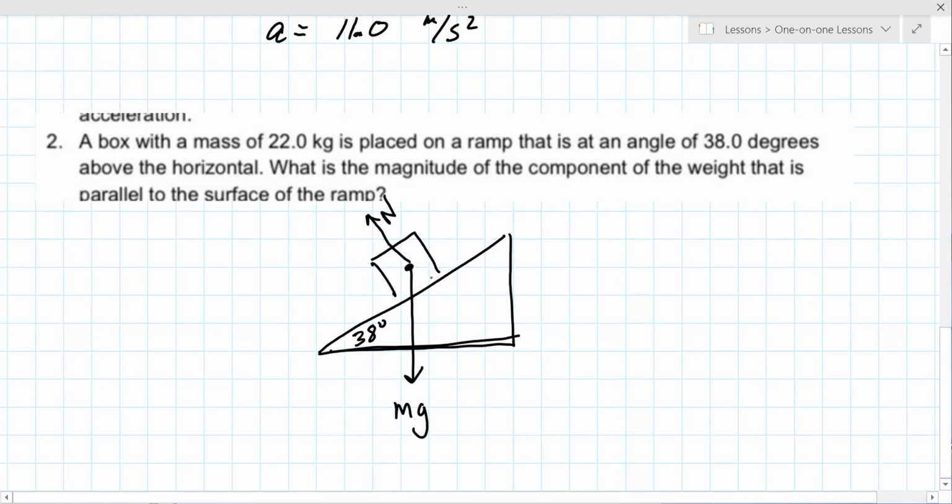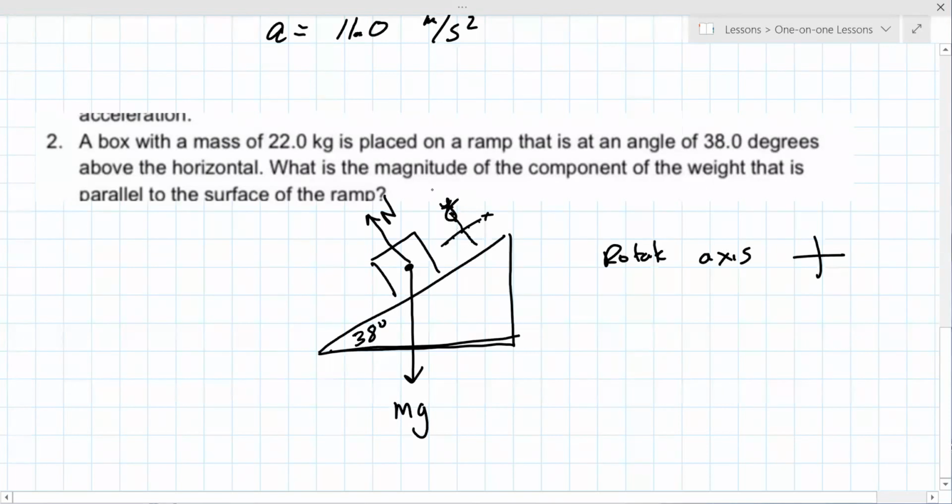The choice in most of these problems is to rotate your axes. Normally your axis is like this, but we're going to rotate it so that your axis is parallel to the ramp and then perpendicular to the ramp. So this is your x, this is your y.